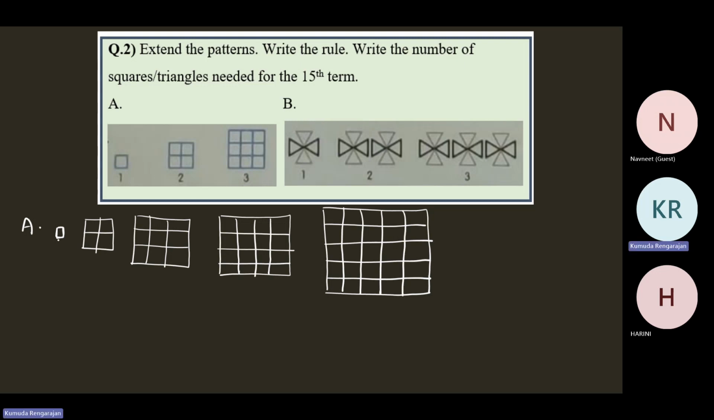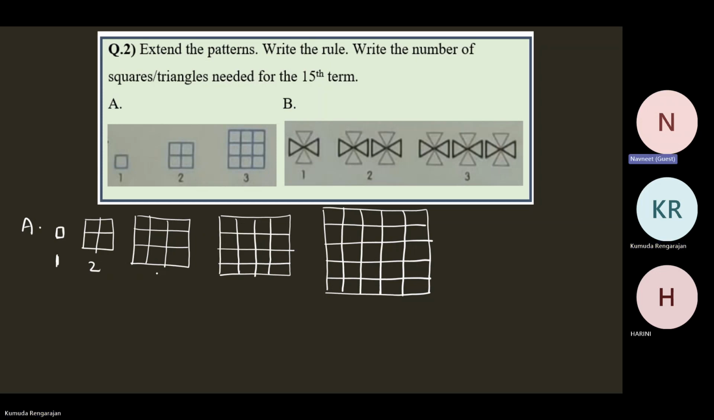The first pattern, the diagram in the first one has only 1 square. 1 into 1, 1. In the second term, there are 4 squares. So 1 square, 2 square is 4. In the third one, there are, yes, Navneet? Ma'am, it's a 2 by 2 grid. 2 into 2. Oh, 2 into 2. Okay, the second one.